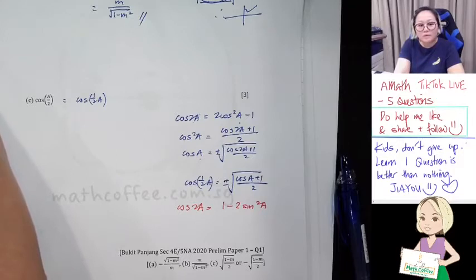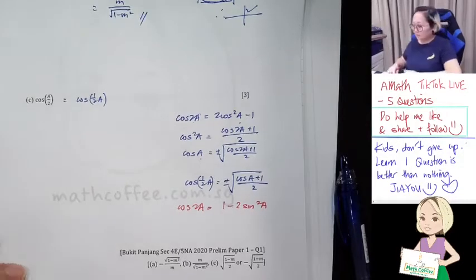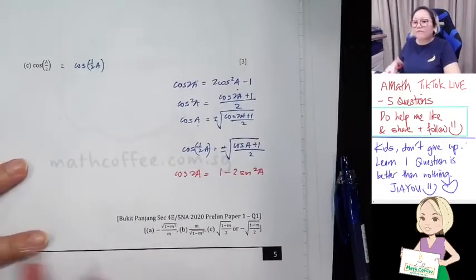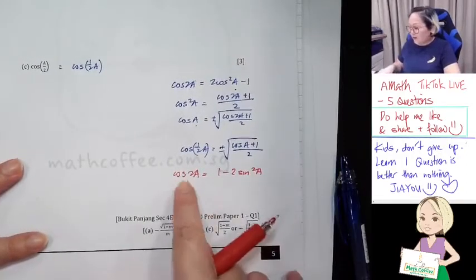Okay, so kids, see here, even for sine half A, I should be using this cosine 2A to find the formula.